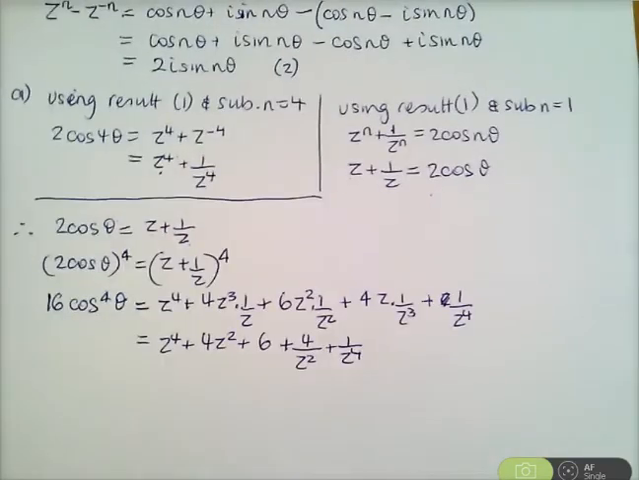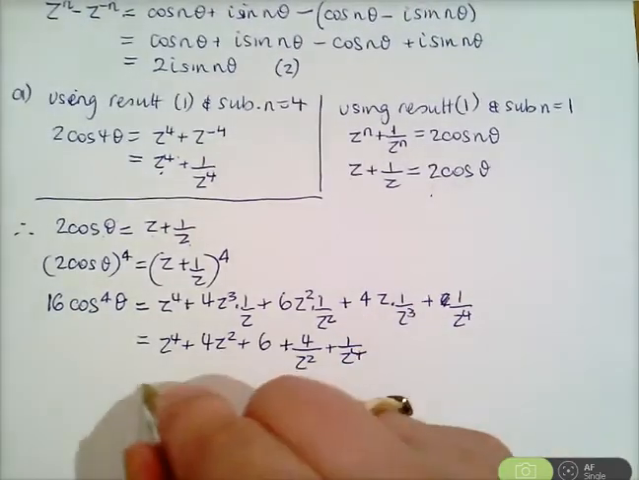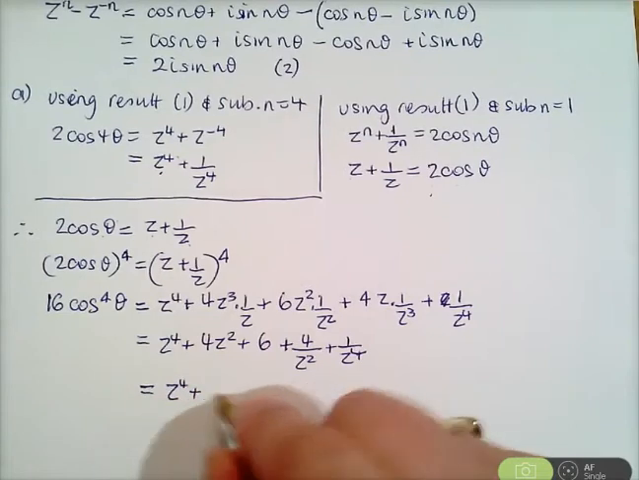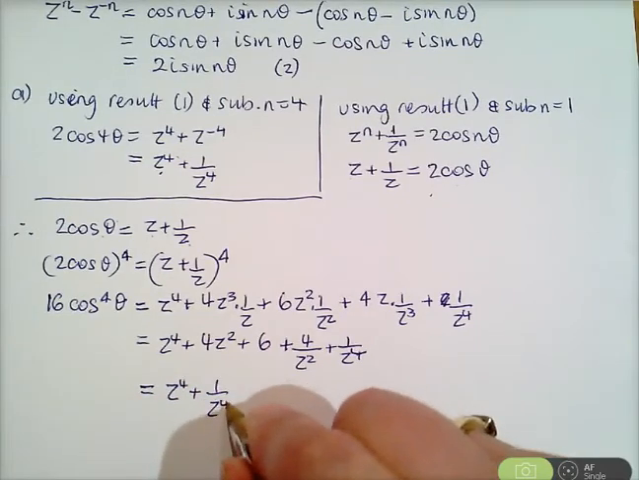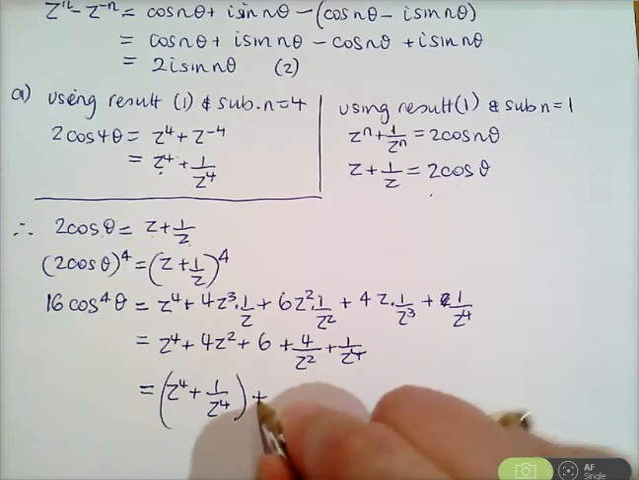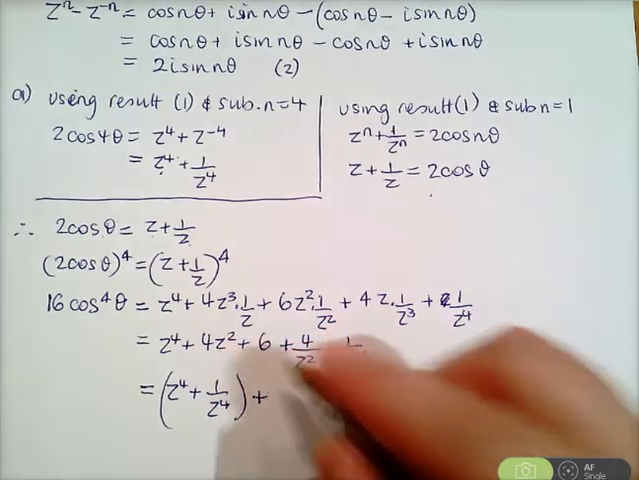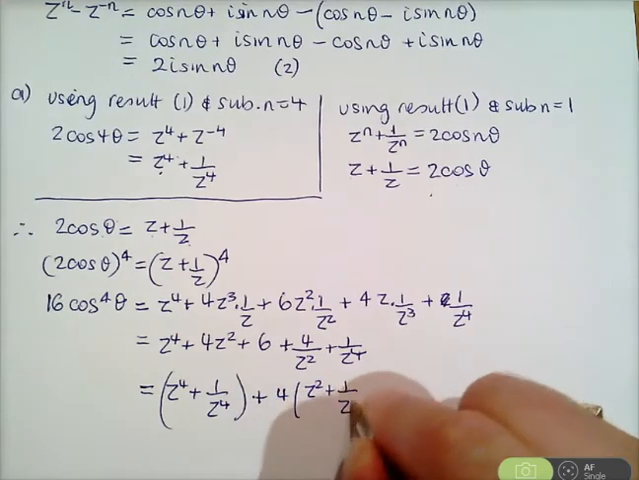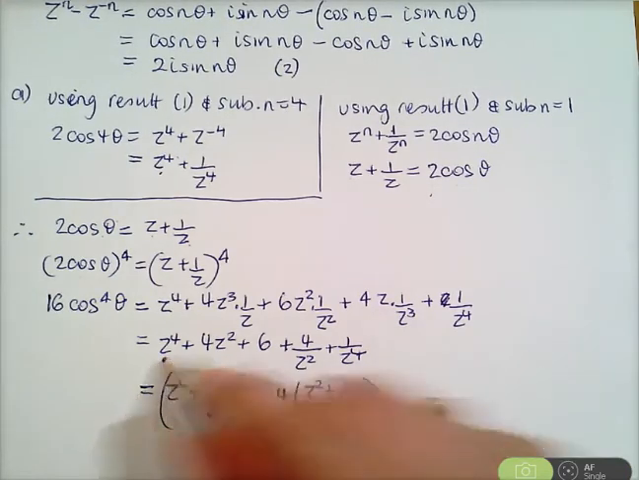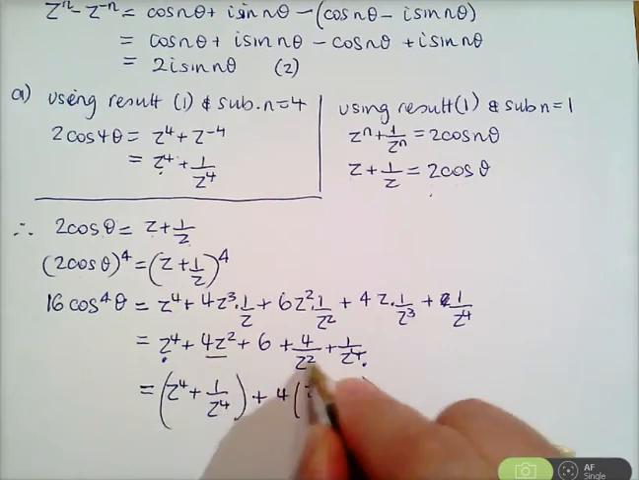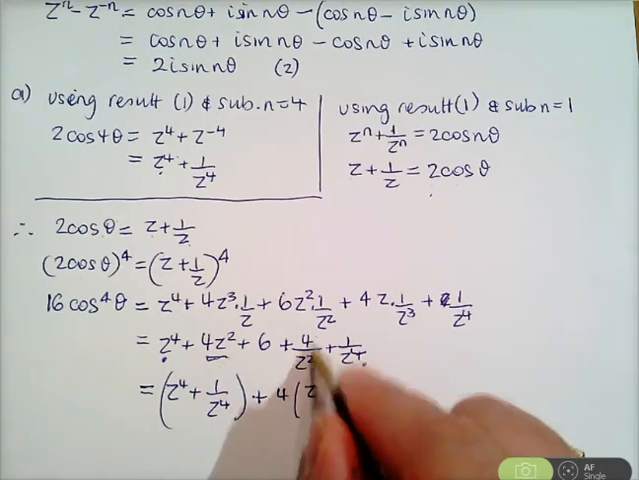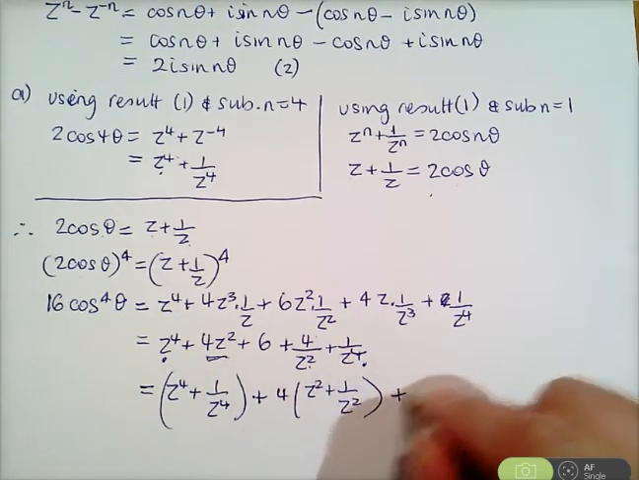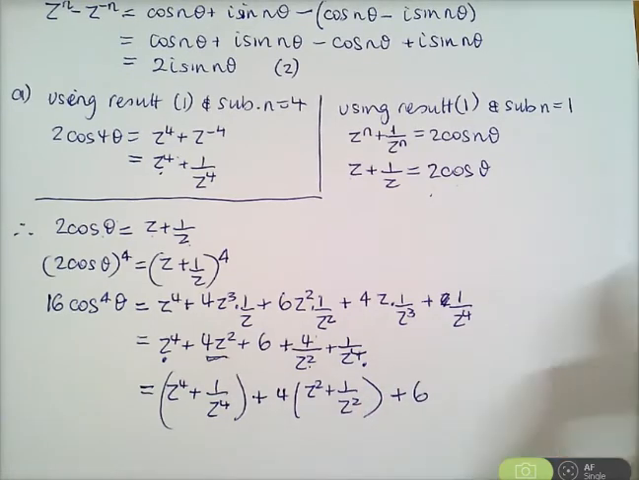Now what I'm going to do here, I'm going to group the z to the power of 4 terms. So we've got z to the power of 4 plus 1 over z to the power of 4, plus 4 lots of z squared plus 1 over z squared. So firstly I did those two terms, then I'm doing these two, 4z squared plus 4 over z squared, then I've got plus 6, okay?